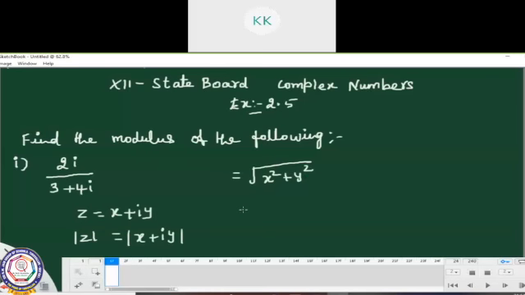We move on to the first sum. What is the first sum here? 2i by 3 plus 4i. We can take it as a modulus. Modulus of 2i by 3 plus 4i. You can do it separately as a modulus: modulus of 2i by modulus of 3 plus 4i.